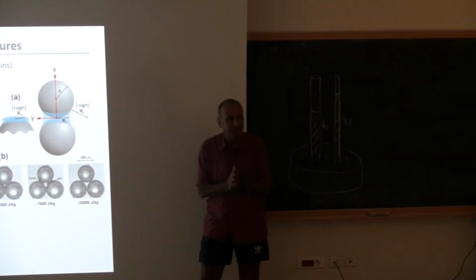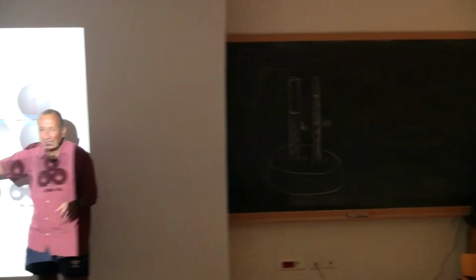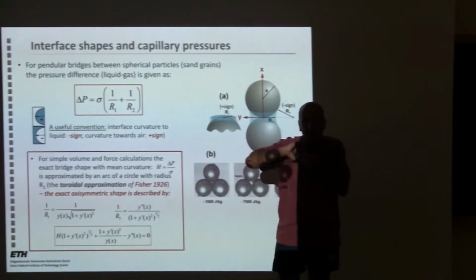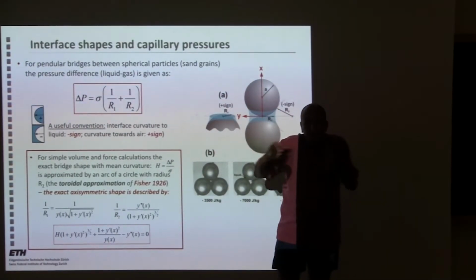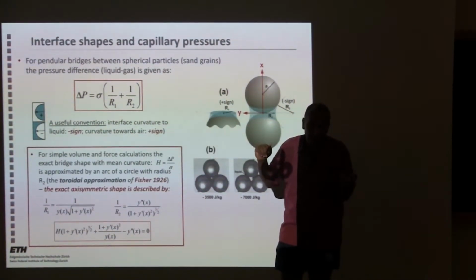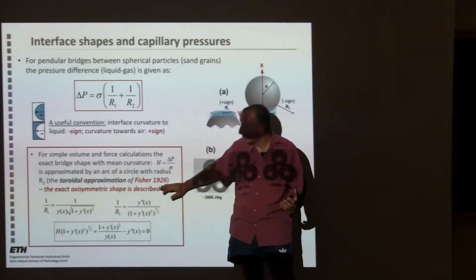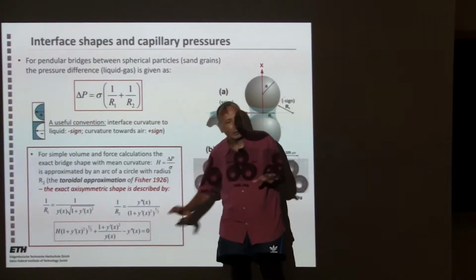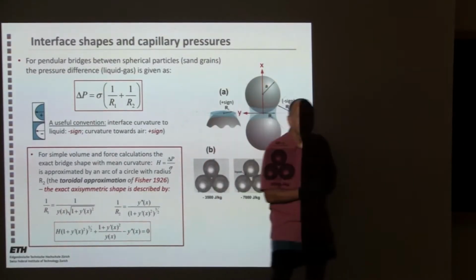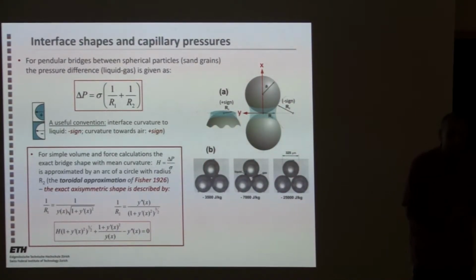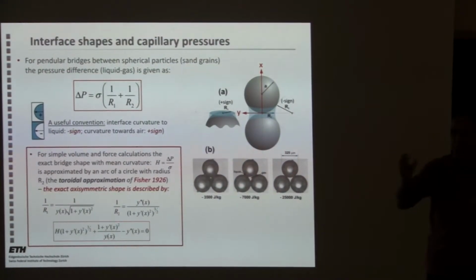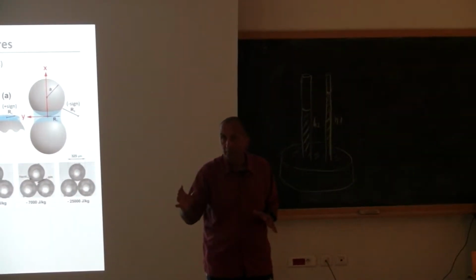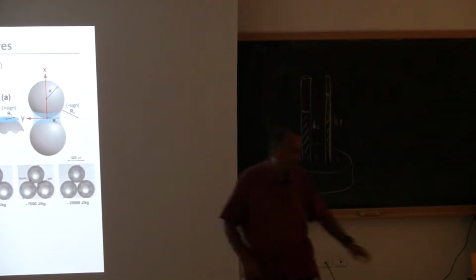I want to make a comment that for many applications, this approximation of an interface by one radius or by multiple radii is an approximation to the actual interface that can be far more complicated. This is attributed to Fischer. It's called the toroidal approximation. But the actual surfaces can be quite complicated, and you require some analytical geometric representation of these interfaces to describe them. So keep in mind that when we express things just by radii, it is an approximation. It's a very good approximation, but an approximation nonetheless.